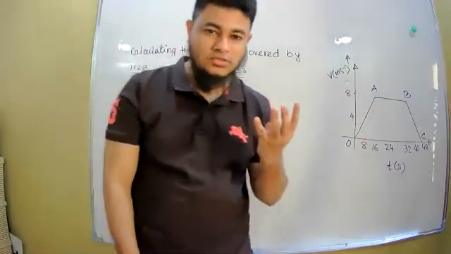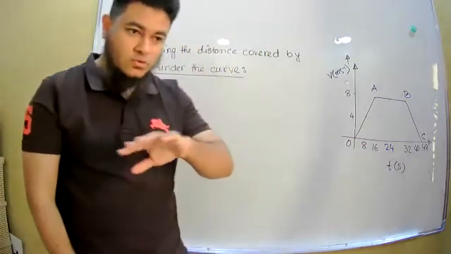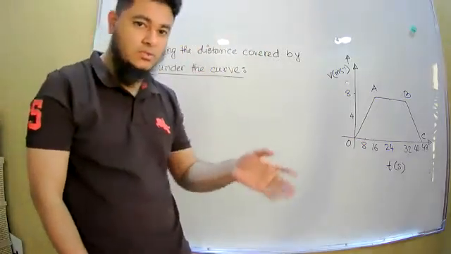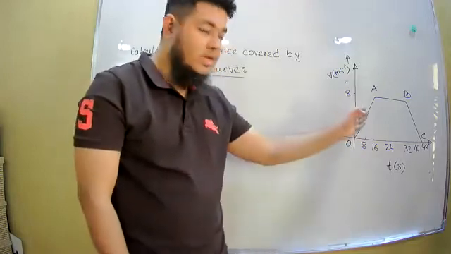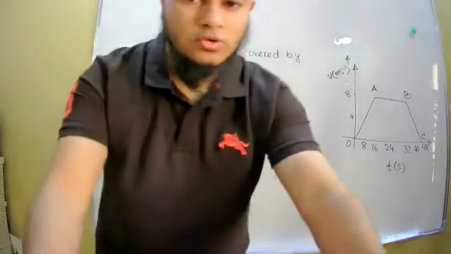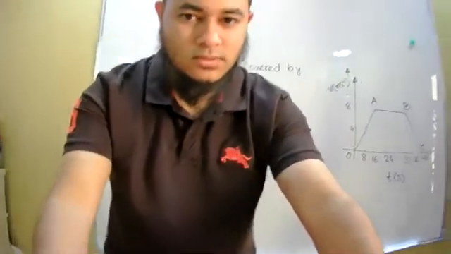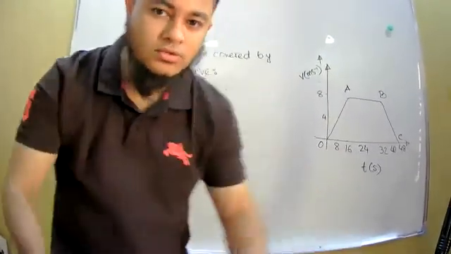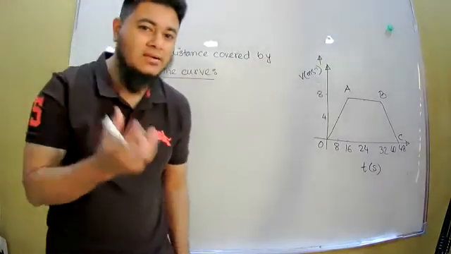4 equations of motions are there, right? Including S equal to Vt, that is a special case. So we can say 5 equations of motion. We used that and we found out the distance. Now today what we want to do is we want to find the distance using the area under the curve.